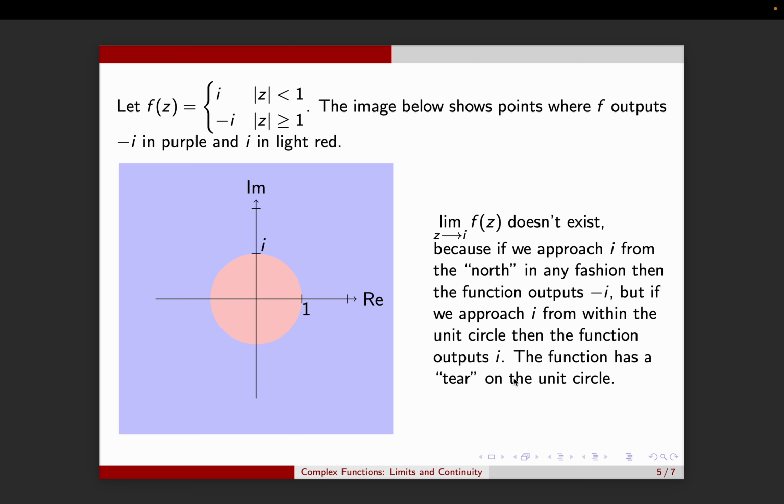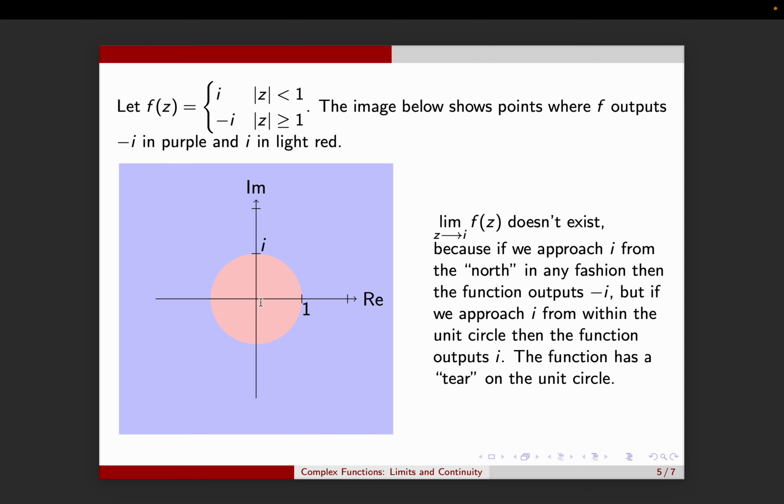Okay, so how could a limit fail to exist? Here's an example like that. So here's a piecewise function. This is just saying that for any complex number, if the distance from that number to the origin is less than 1, then when we input that complex number into this function, it will output an i. If, though, your complex number is far from the origin, so distance of at least 1, the function will output negative i. So this picture is trying to show you how that function behaves.